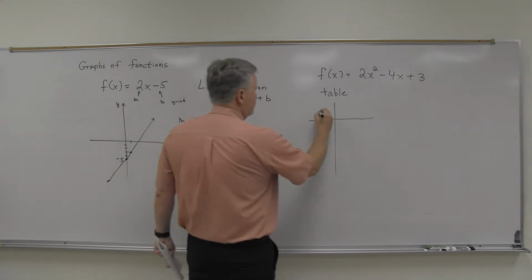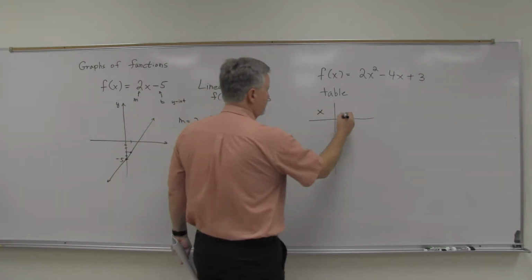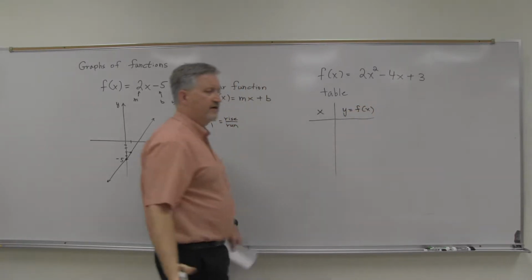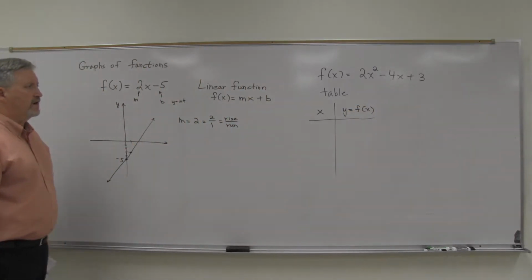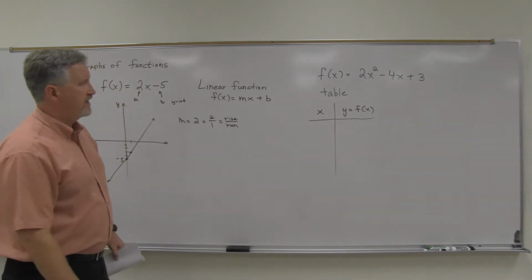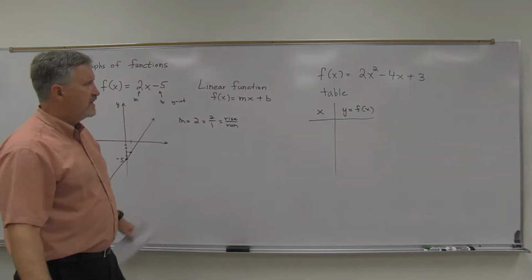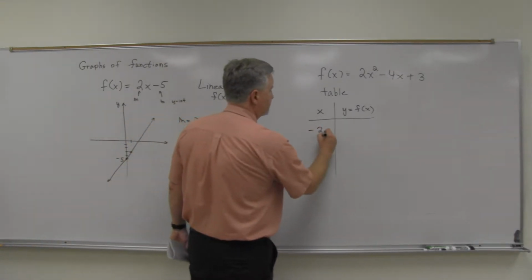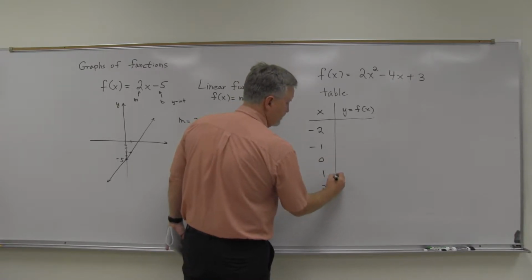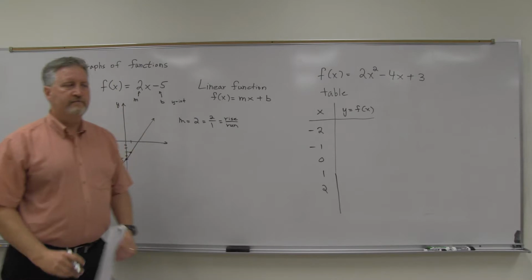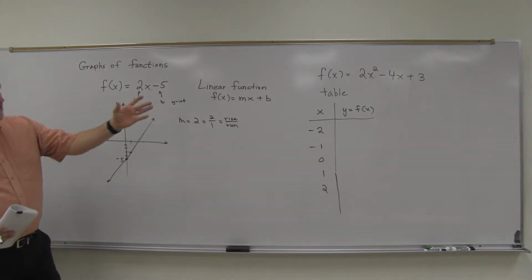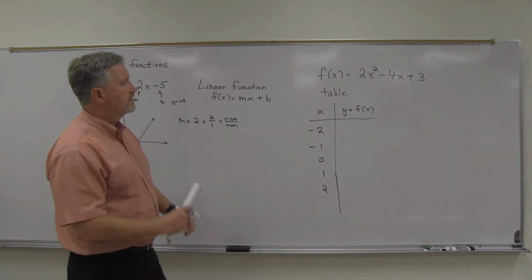So let's do a table of x and y values. Again, the y values are going to be the function values, the f of x values. F of x is y. I'm just going to choose my x values, and let's go with -2 to +2 for my x's. I may need more, but let's see if that will suffice. With me there? So what are the f of x values that go with those?